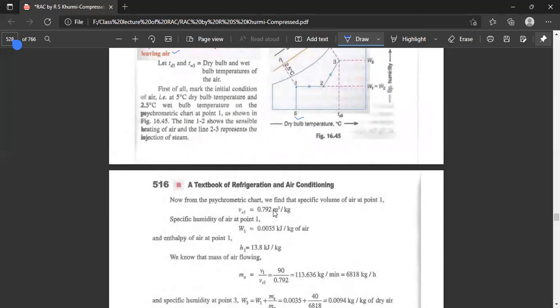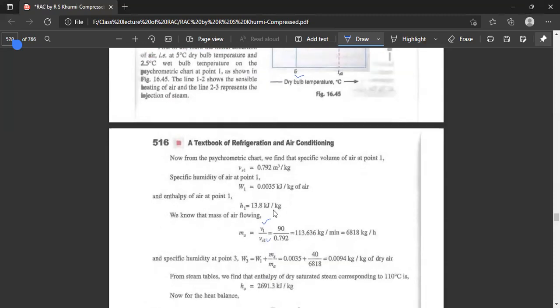Now, the mass of air flowing is the volume flow of the incoming air divided by the specific volume of the incoming air, and this ratio will give us 113.636 kg per minute, which is 68.1 kg per kg of the air inflowing. The specific humidity at point 3 will be given like this: W3 is equal to W1, the specific humidity at point 1, plus the ratio of the mass of steam injected divided by the mass of the air coming in.